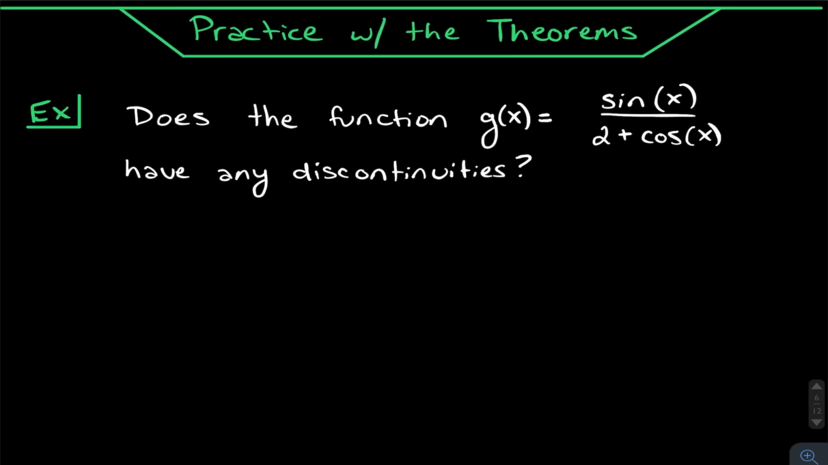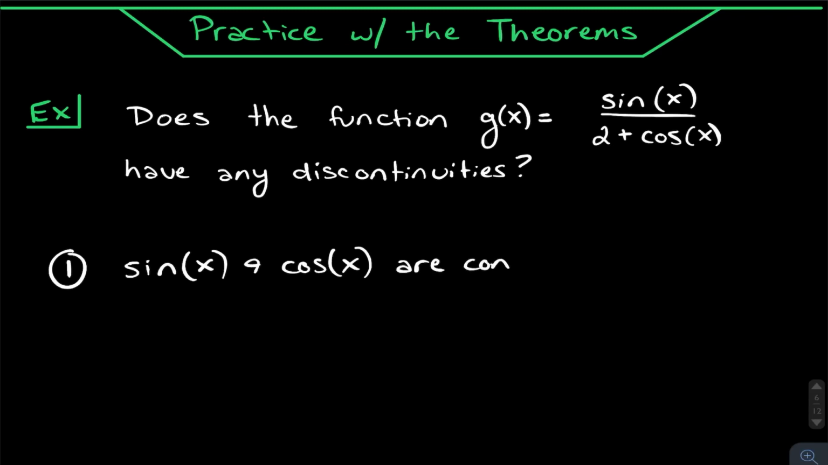So for this thing to be continuous, well, sine of x needs to be continuous for everything. Cosine of x would need to be continuous for everything. And 2 plus cosine x needs to be continuous for everything. Let's see if that's true. Well, first thing to note, sine of x and cosine of x are continuous for all x values, right? And so that's a check.